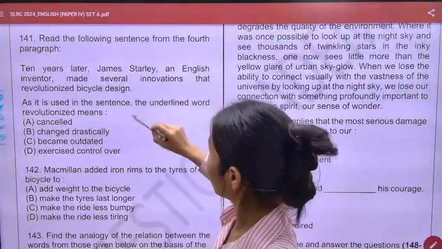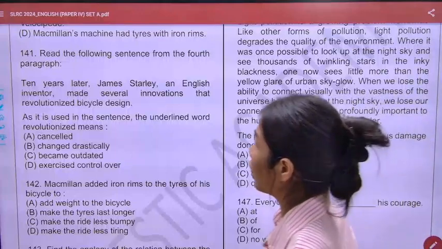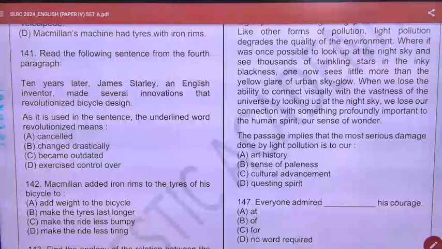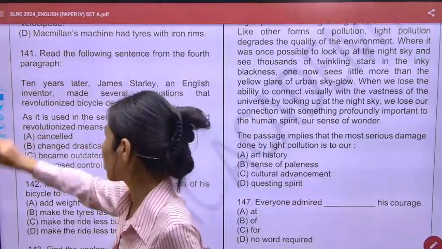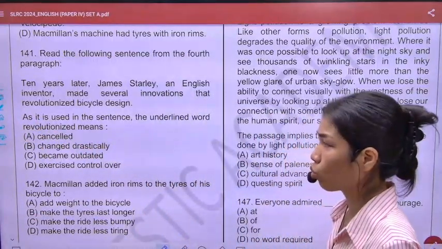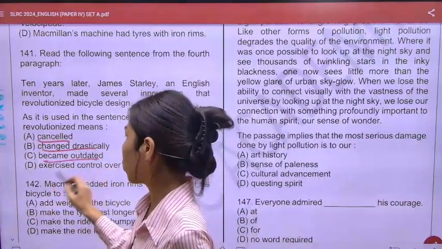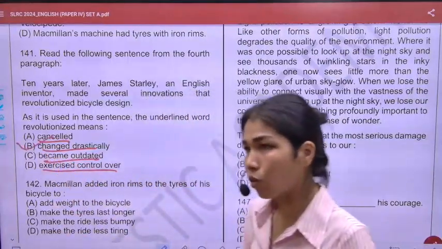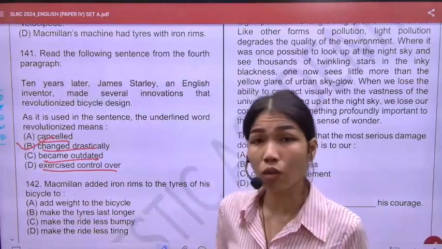It says, read the following sentence from the fourth paragraph. Ten years later, James Starley, an English inventor, made several innovations that revolutionized bicycle design. So as it is used in the sentence, the underlined word revolutionized means. The options are cancelled, changed drastically, became outdated, and exercised control over. So the answer should be changed drastically. Something which changes over a period of time, that too drastically, a huge change, is known as a revolution.